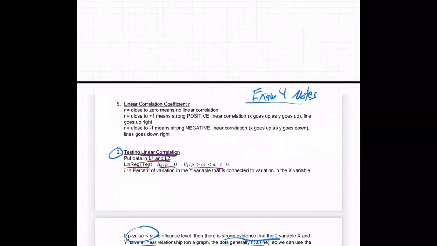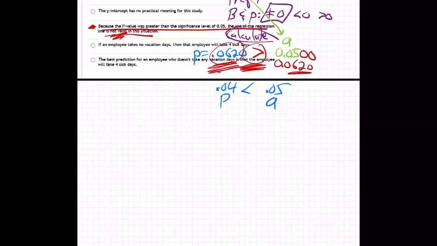Then there's strong evidence that they have a linear relationship. On a graph, the dots generally fit a line. So we can use the equation. And then the calculator would give us an equation.